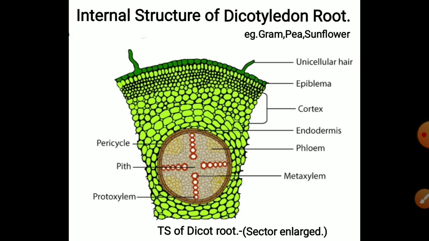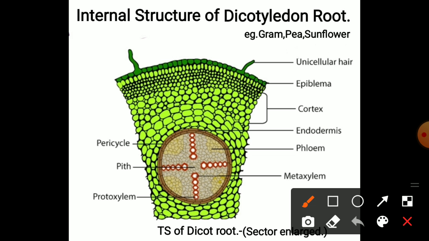Now this particular root shows the outermost covering, we call it the epiblema. Epiblema means it is the epidermis, the outermost skin of the root. We can call it epiblema or epidermis, or some people call it the piliferous layer, showing the pili or root hairs developed from the epidermal cells. For example, over here, these are the root hairs developed from the epidermal cells.